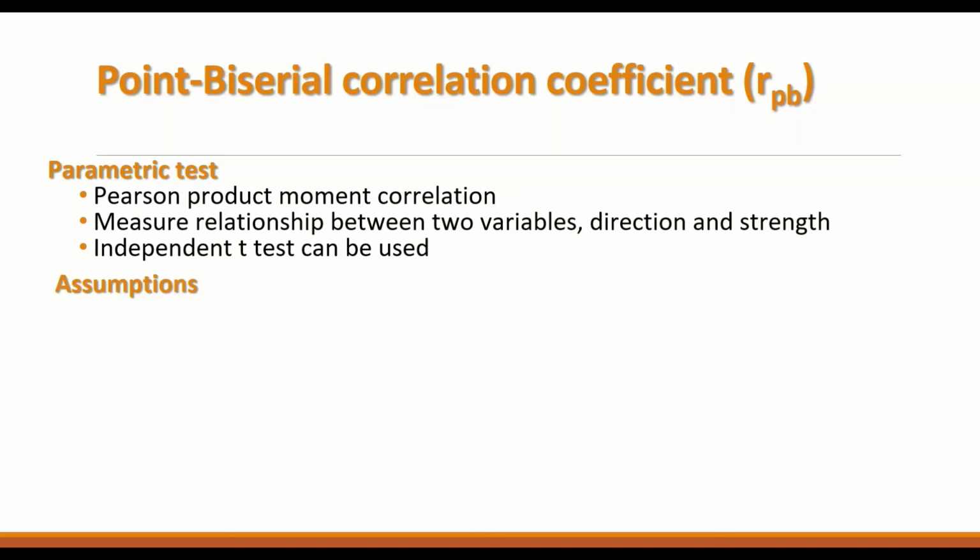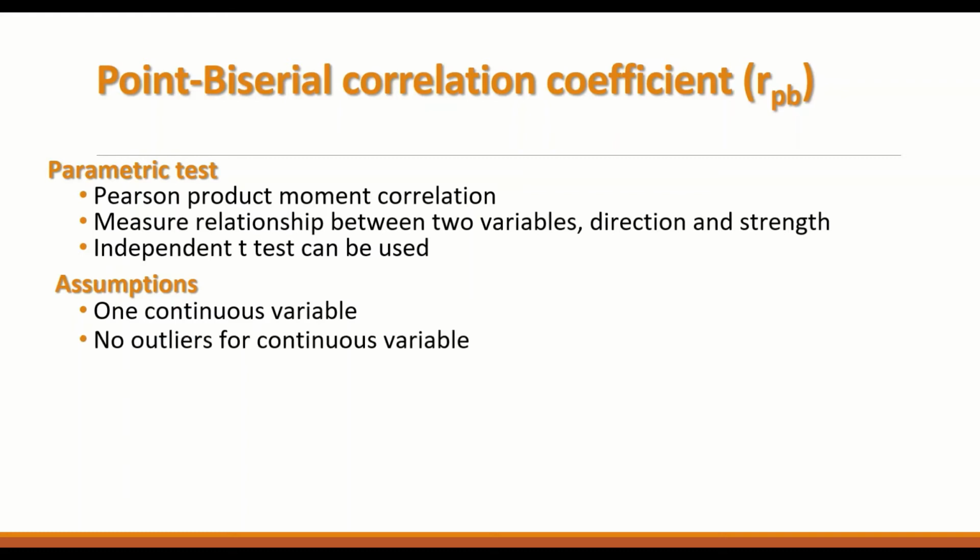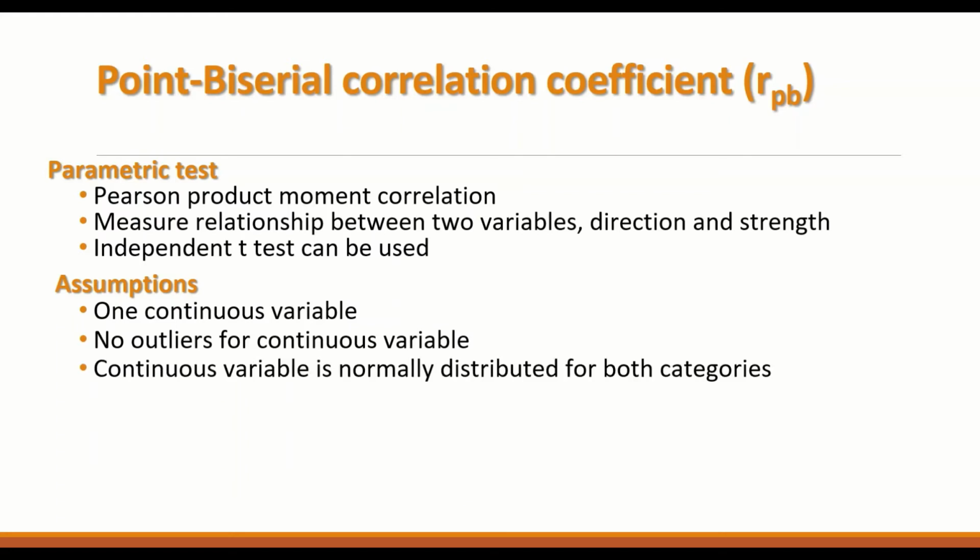For the Point-Biserial correlation coefficient to be calculated, the data have to fulfill certain assumptions and criteria. There should be one continuous variable, and in that continuous variable there are no outliers. So it means that it should be normally distributed for both categories. When you split the continuous variable between the two categories, it is normally distributed. And there should be one discrete dichotomous variable.